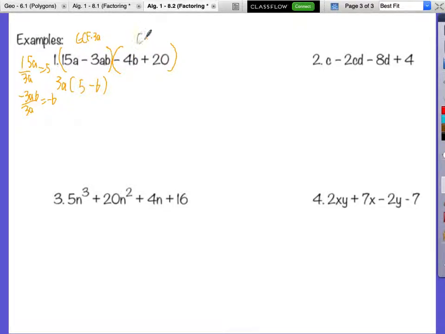Negative 4. Why do you say negative 4? Because we want this first part to be positive, and it's currently negative. So let's try taking a negative 4 here. So what's negative 4b divided by negative 4? Just positive b now. What's 20 divided by negative 4? Negative 5.